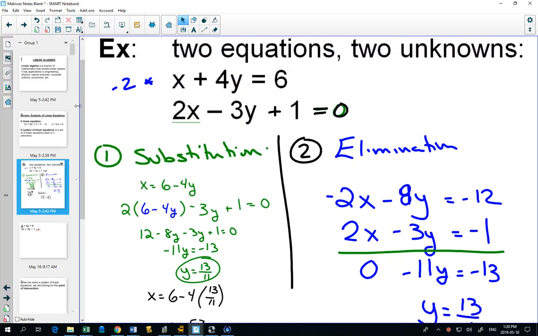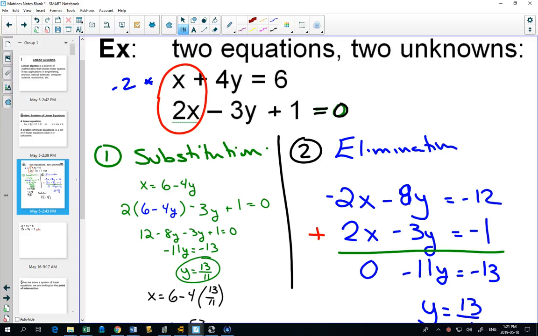Why did I multiply by negative 2? I was looking at my x values and saying, what could I multiply one of the equations by so that the coefficients, or the numbers in the front, were the same, but one was positive, one was negative? Because if they're like that, right, and I add, negative 2 plus 2 is 0.